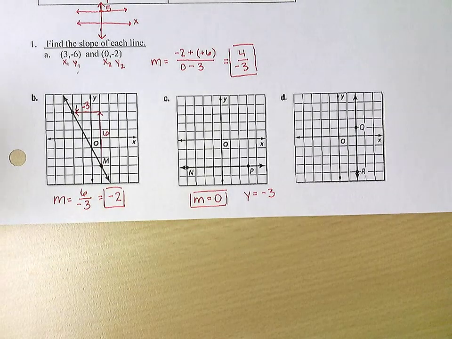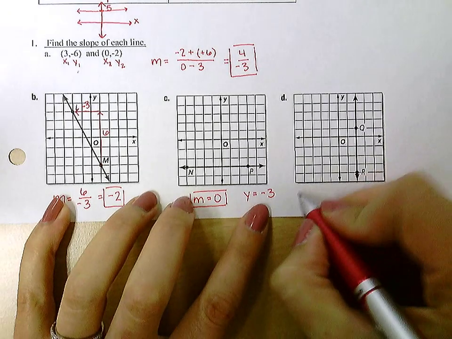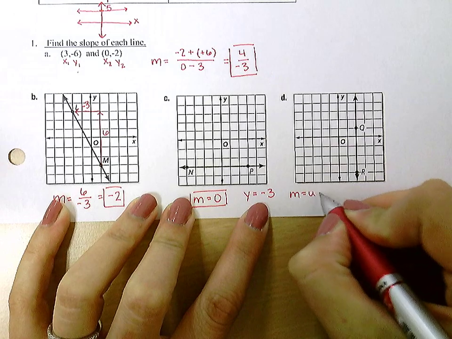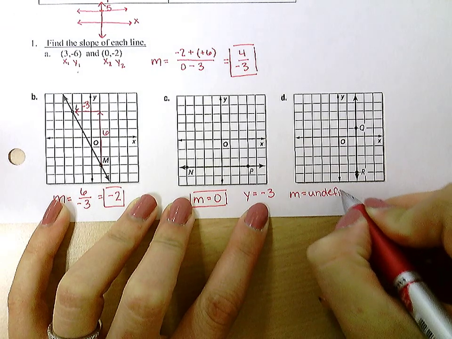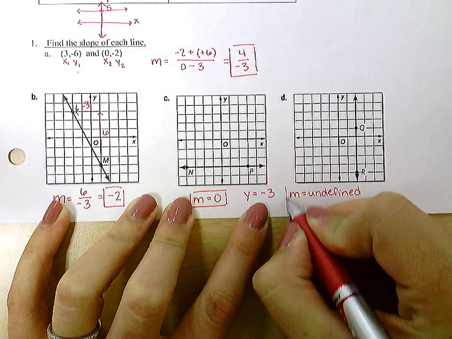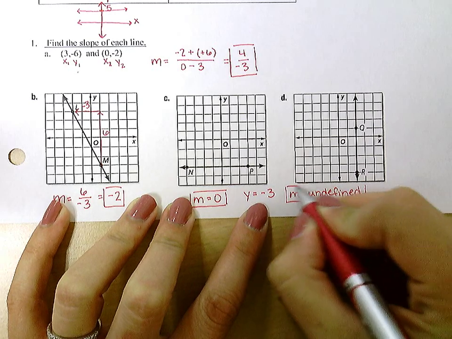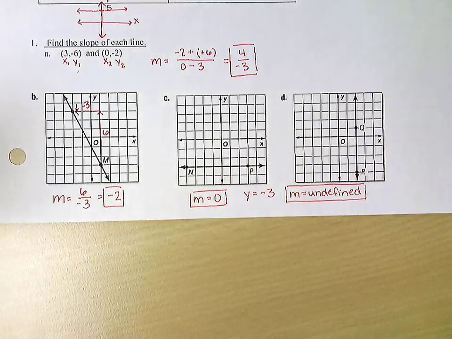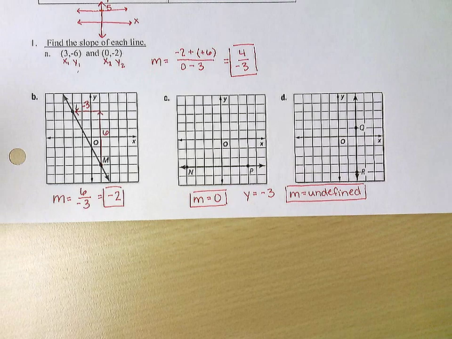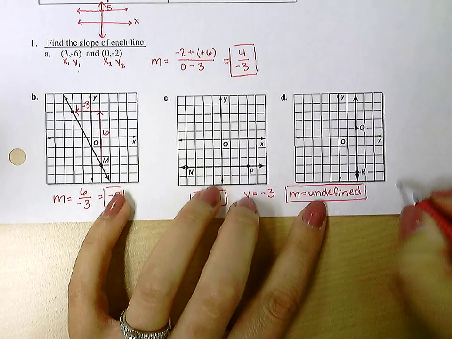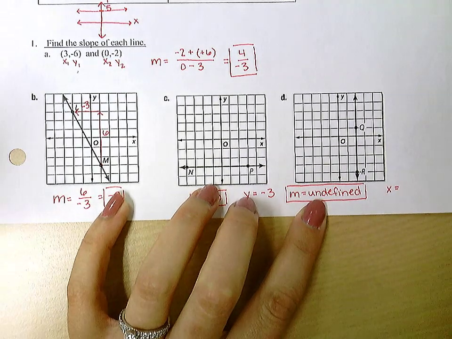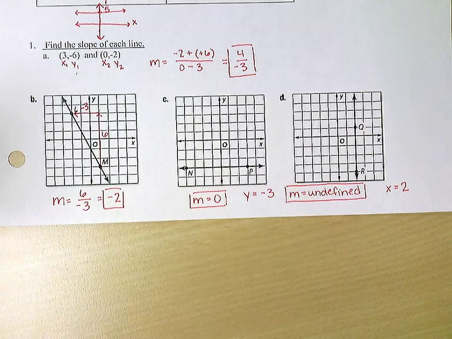Okay, then for letter D, what's this slope? Undefined. Okay, and again, if I asked you to write the equation of this line, it is x equals, and it is x equals 2. Okay, questions?